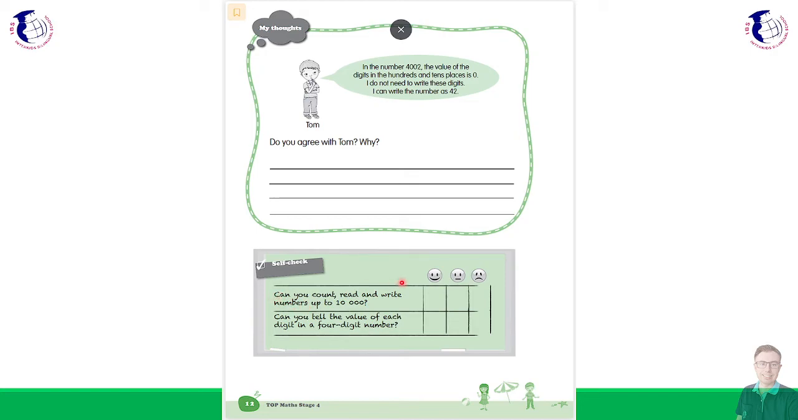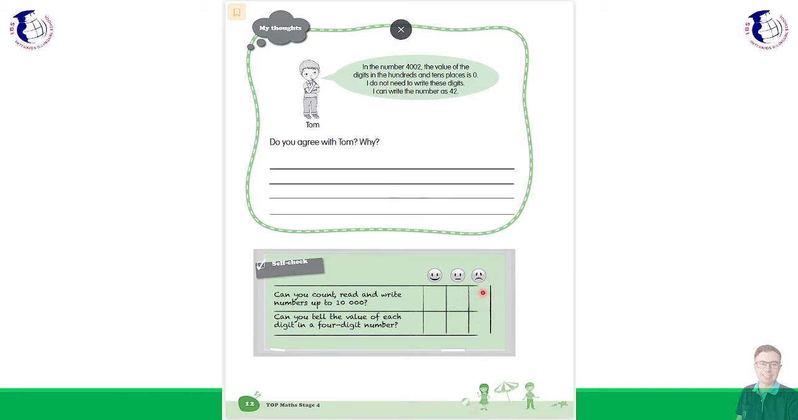And finally, this is a check at the end of the chapter, as there is at the end of every chapter. Can you count, read, and write numbers up to 1,000? So if you're confident you can do so, tick the smiley face. If you think it's okay, some of them are a little bit difficult, the one in the middle. If you're really struggling, the sad face.